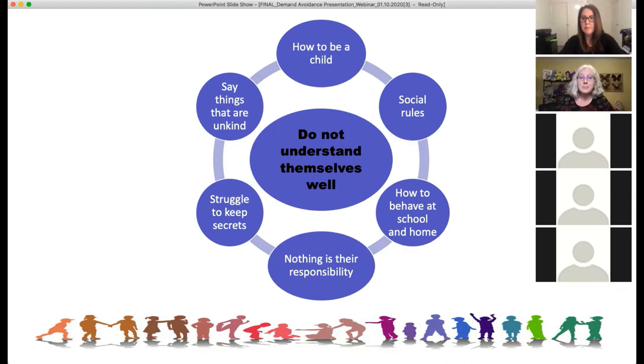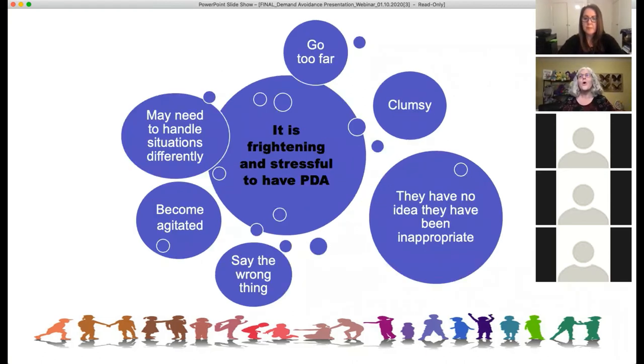Now, just ask Pete, he'll tell you. All right, it's frightening and stressful to have PDA. It's absolutely terrifying for them. They spend their lives in terror all of the time. They actually experience going into situations as if they're life-threatening. So going to school, they can actually believe that that threatens their life.